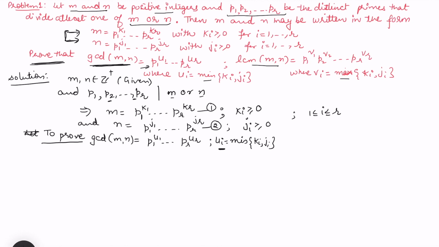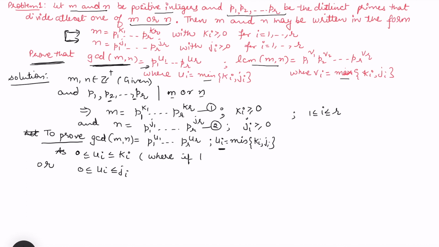So there are only two possibilities, as 0 is less than or equal to ui, because the least possible value is that ui can be 0. It is less than or equal to ki, or we may have that this is less than or equal to ji.